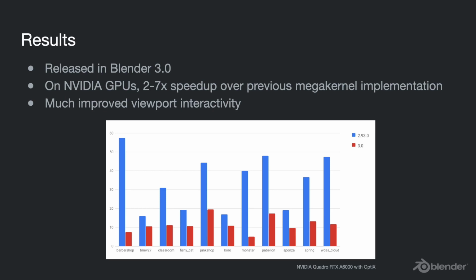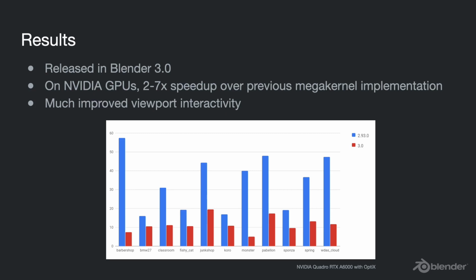Okay, so the result of this whole thing was released in Blender 3.0. You can now download it for free and try it out. Compared to the previous mega kernel implementation on NVIDIA, we have about a 2 to 7 times speed up. The speed up is bigger in the more complex scenes where you really benefit from more coherence, from shader sorting and all those kinds of optimizations. For the simpler scenes, there's a smaller speed up. Then there's also some specific features like subsurface scattering, which are much faster than the old implementation.